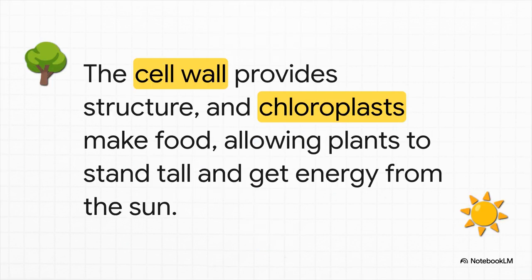You know, it all comes down to their lifestyle. Think about it. A plant is stuck in one spot. It can't get up and walk to find food, and it can't run away from things that want to eat it. So its cells need that strong wall to stand up tall and reach for sunlight, and they need those chloroplasts to make their own food right there on the spot.